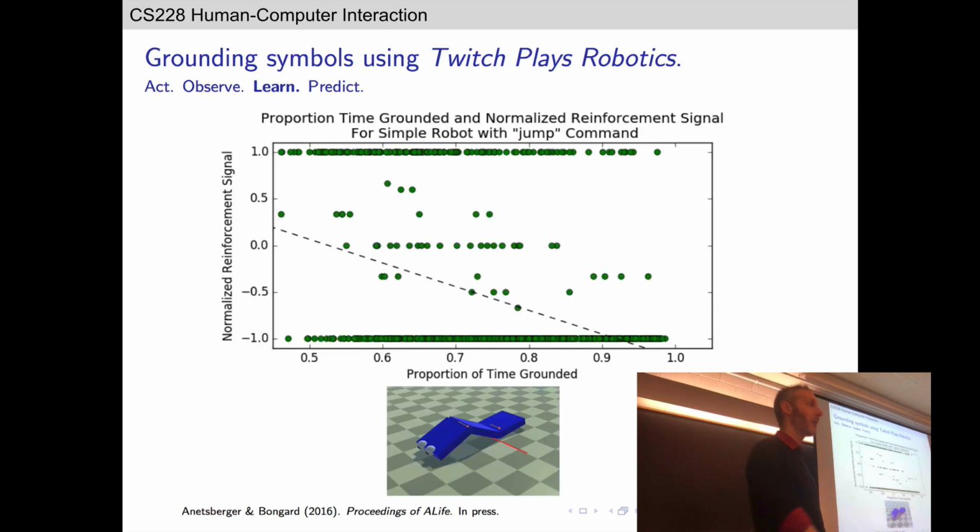Fraction of time that the robot spent on the ground. The further to the right the point is, the more time the robot spent on the ground. The further to the left the point is, the less time the robot spent on the ground. Okay. The vertical position of every point is the crowd's response to that action under the command JUMP.